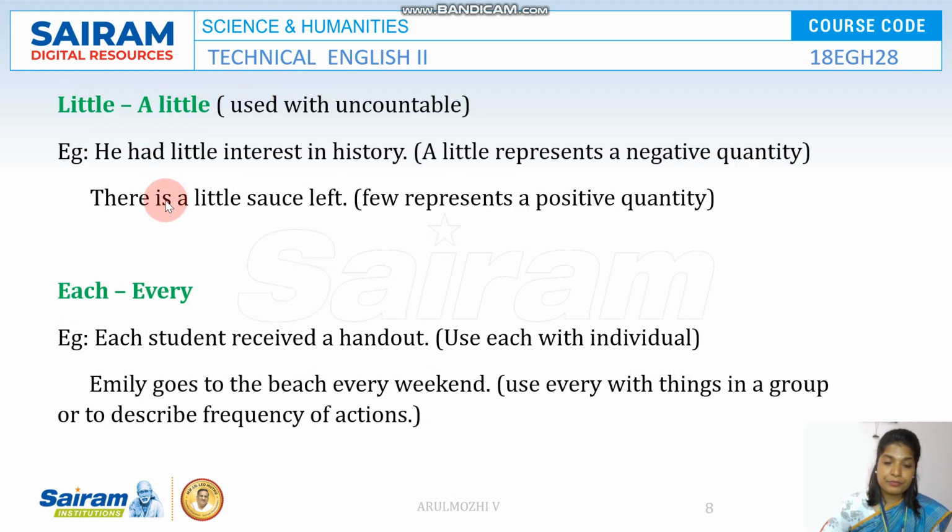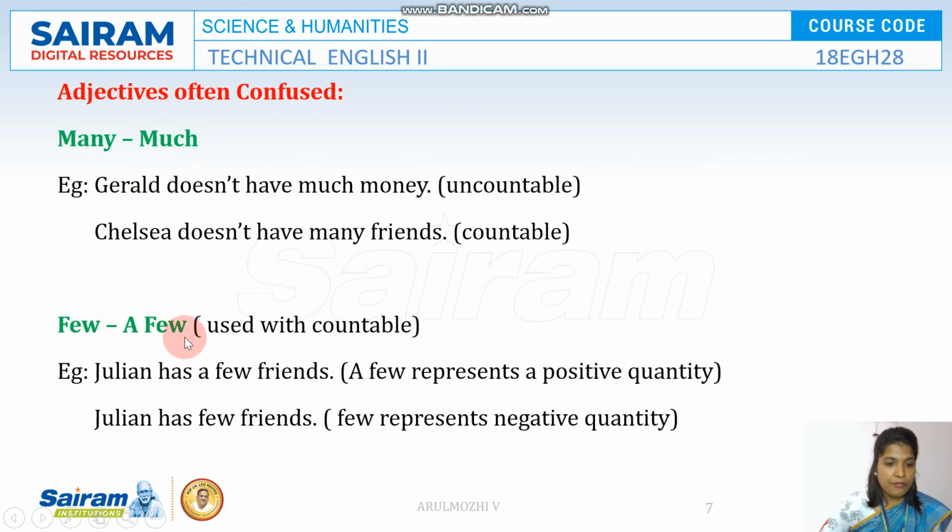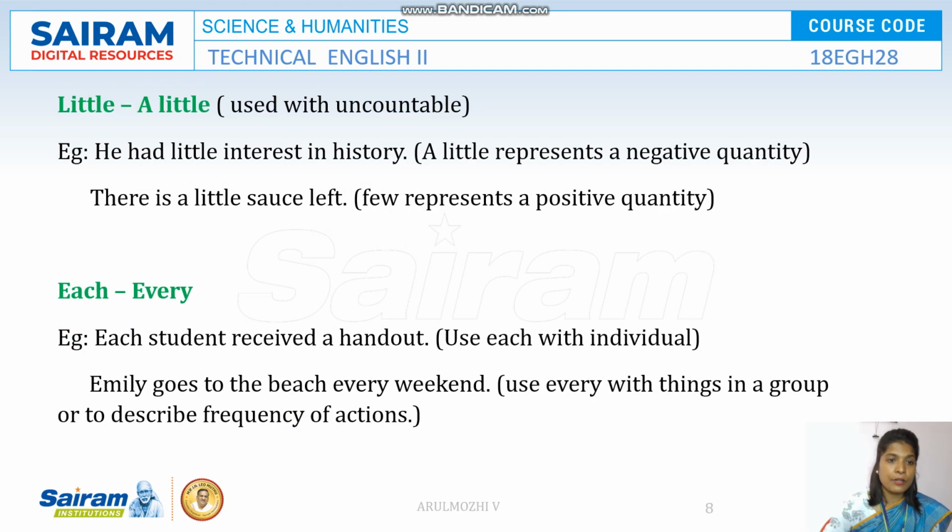Okay, and then few, a few. Few is negative in meaning, a few positive in meaning. Few is always used only with countable nouns. Julian has a few friends, meaning at least he has some positive amount of friends. Okay, though it is less, he has a positive amount of friends. But Julian has few friends, meaning it is a negative one, very less. Okay, almost nothing.